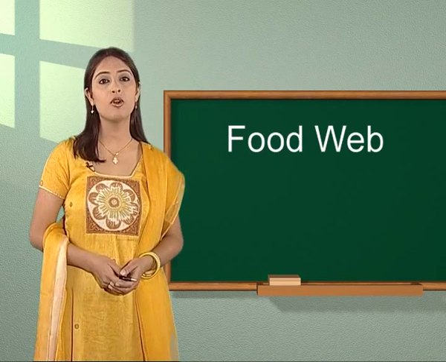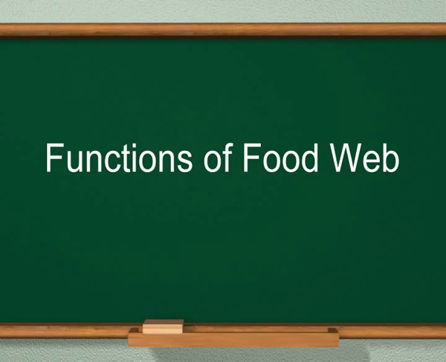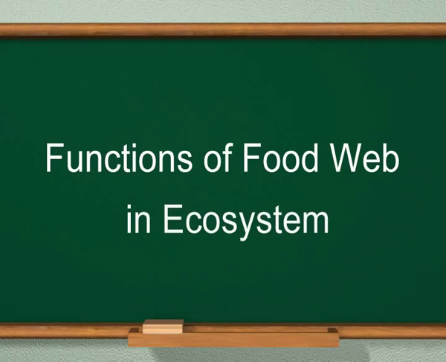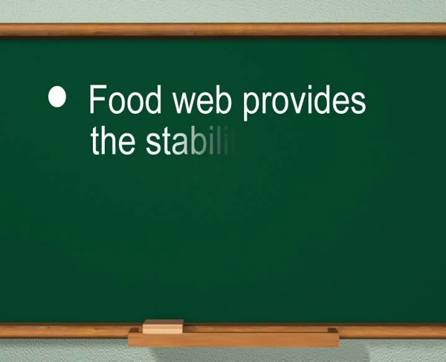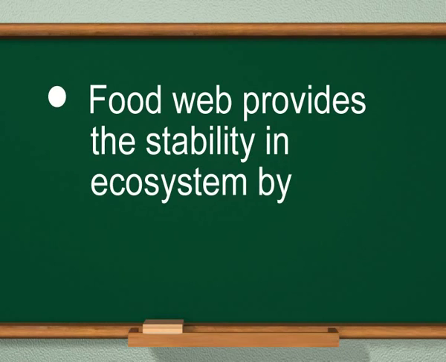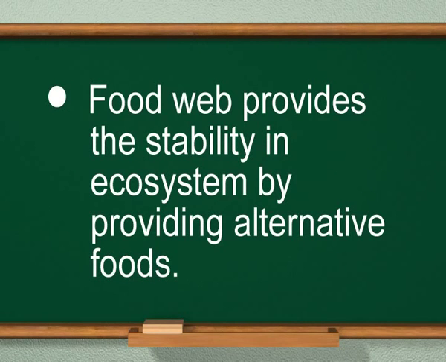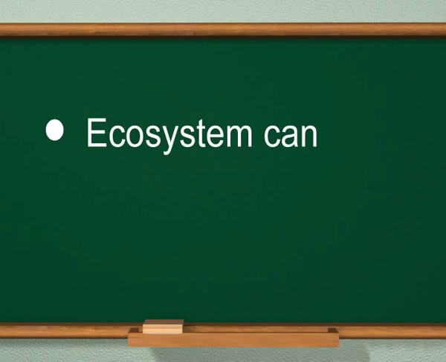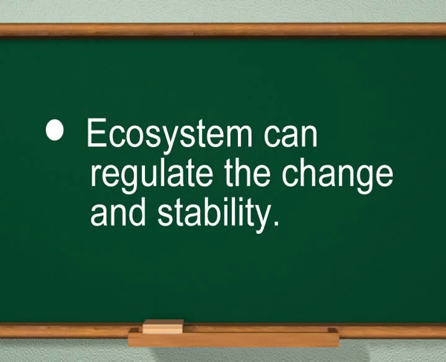So let us know more about the functions of food web in ecosystem. Food web provides the stability in ecosystem by providing alternative foods. Ecosystem can regulate the change and stability.